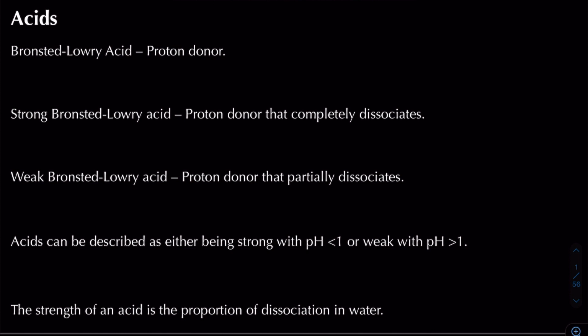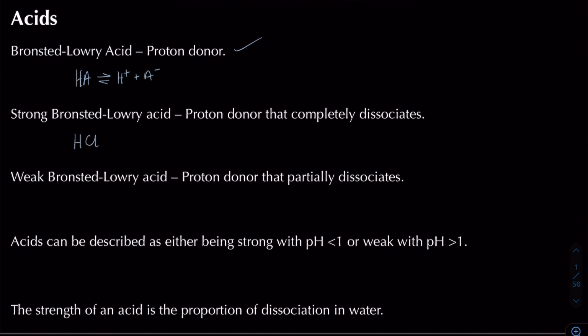And so if I were to write the general formula of an acid out, we've got HA over here, and that's going to dissociate, and this dissociation is reversible, into H plus and A minus itself. Now, the extent of the dissociation determines how strong the actual acid is going to be. So a strong Bronsted-Lowry acid is a proton donor that completely dissociates, and we can show the dissociation being complete by drawing a normal reaction arrow.